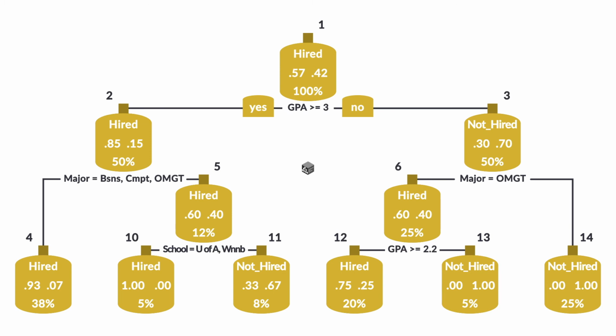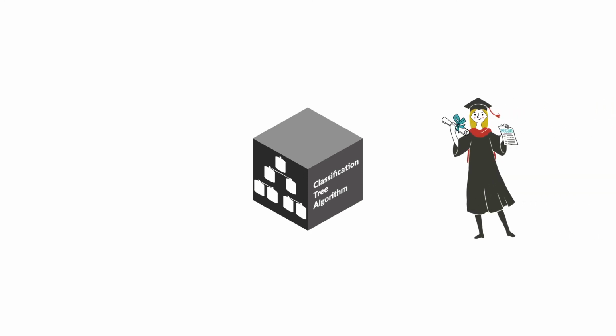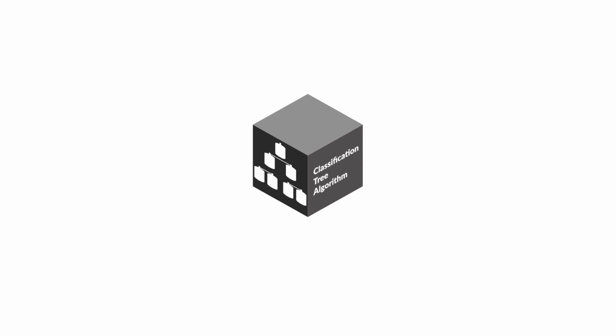You can then use this classification tree as a black box model to make predictions. You could take a new student, apply the tree to the new student's information, and make a prediction about whether the student will be hired or not.